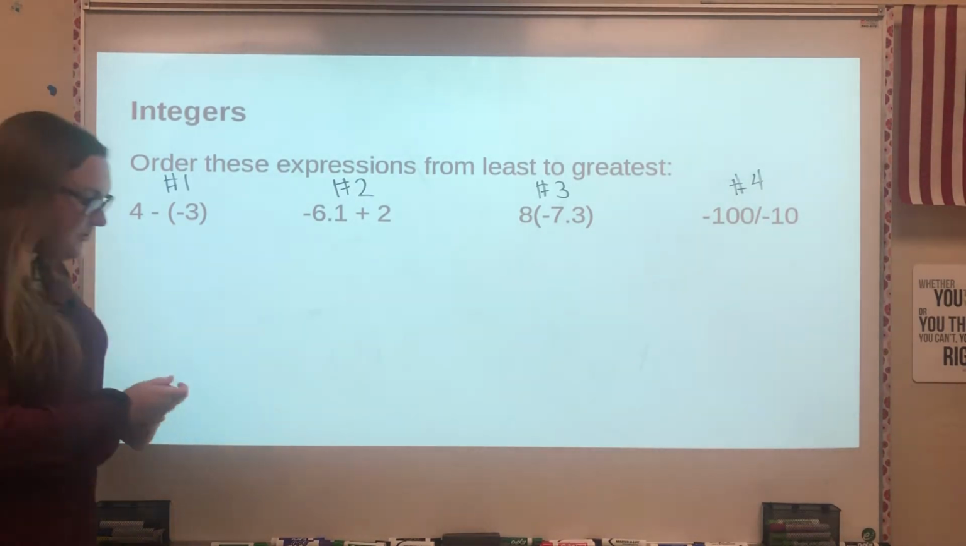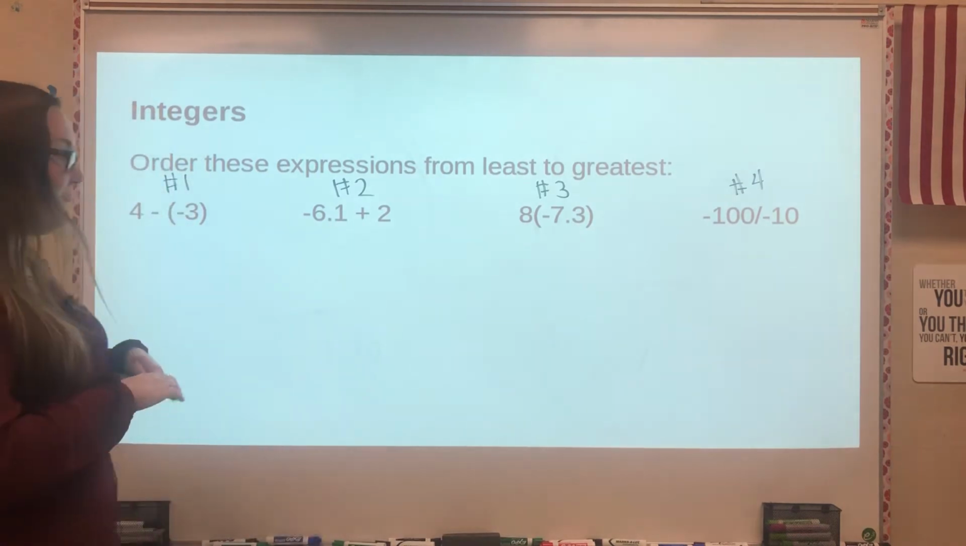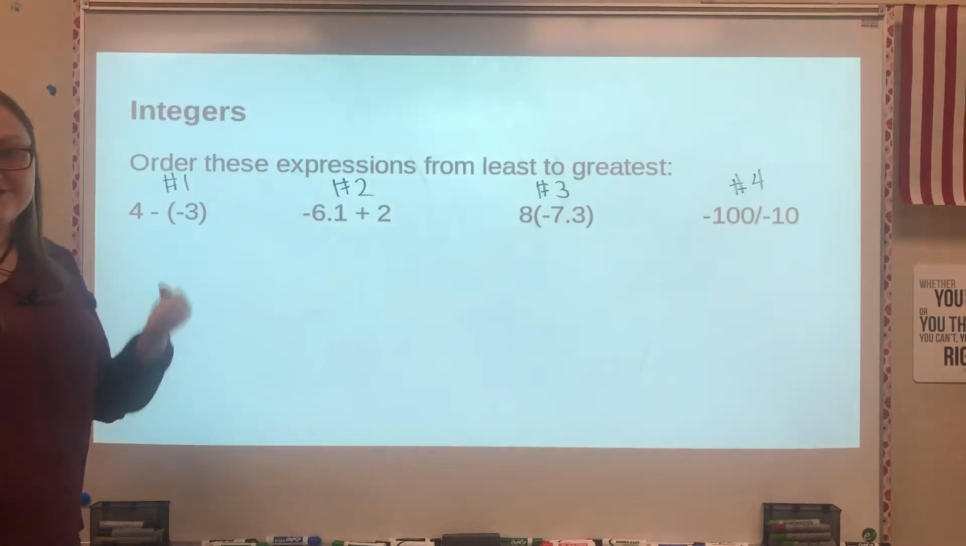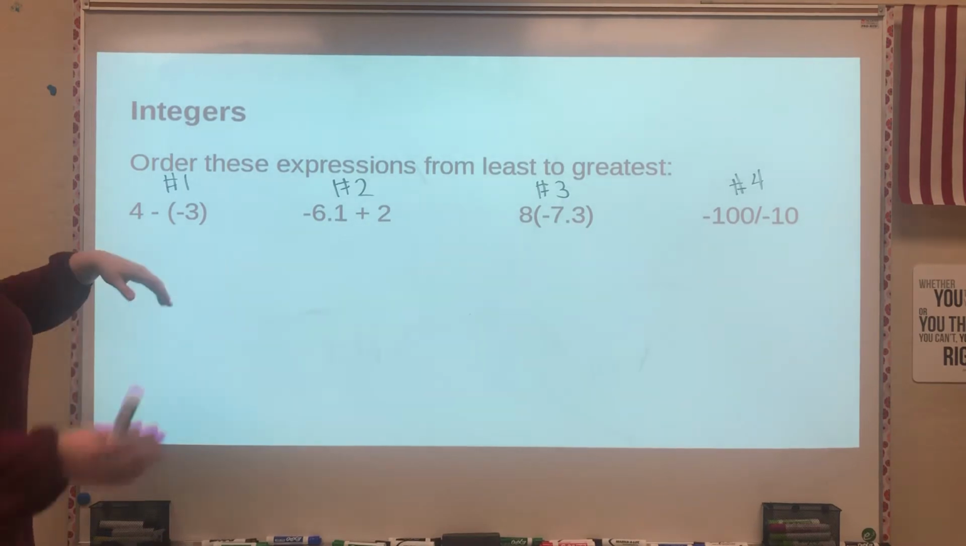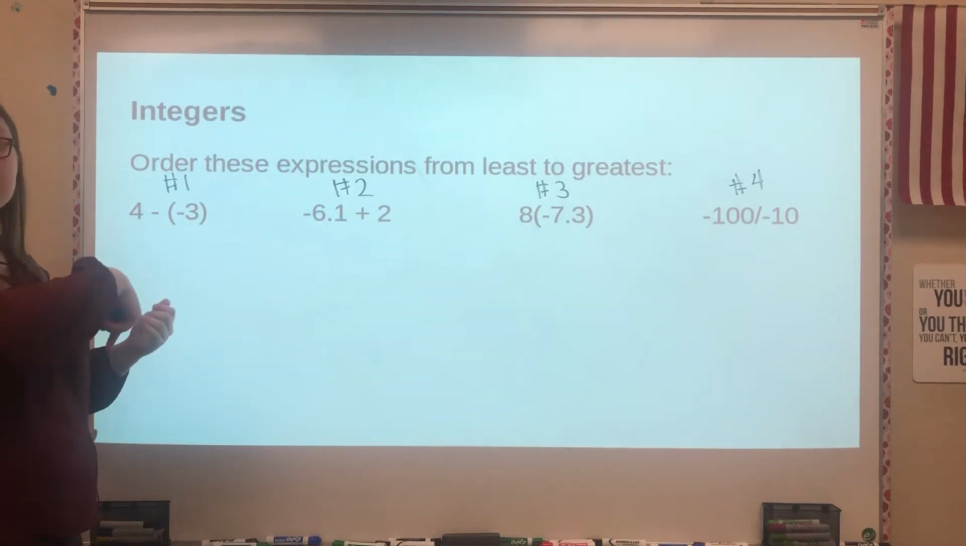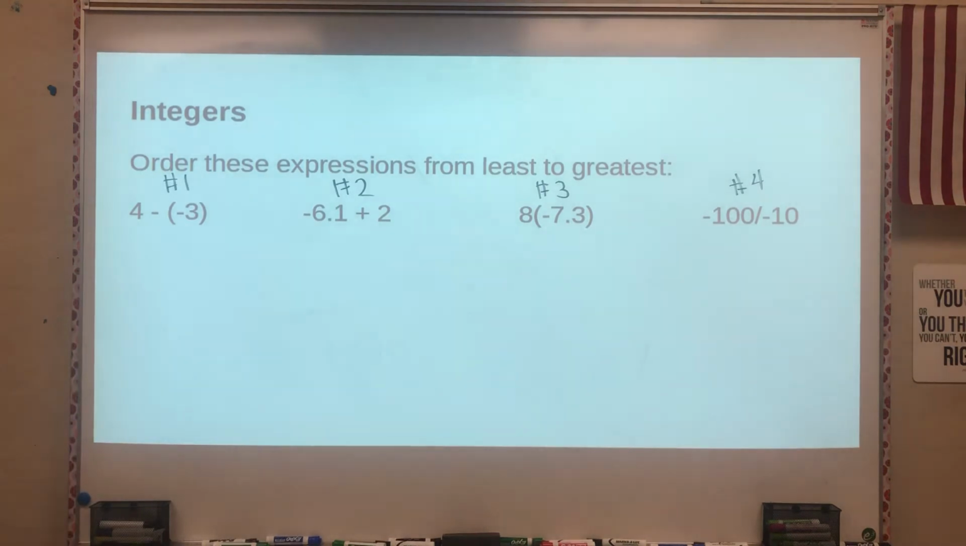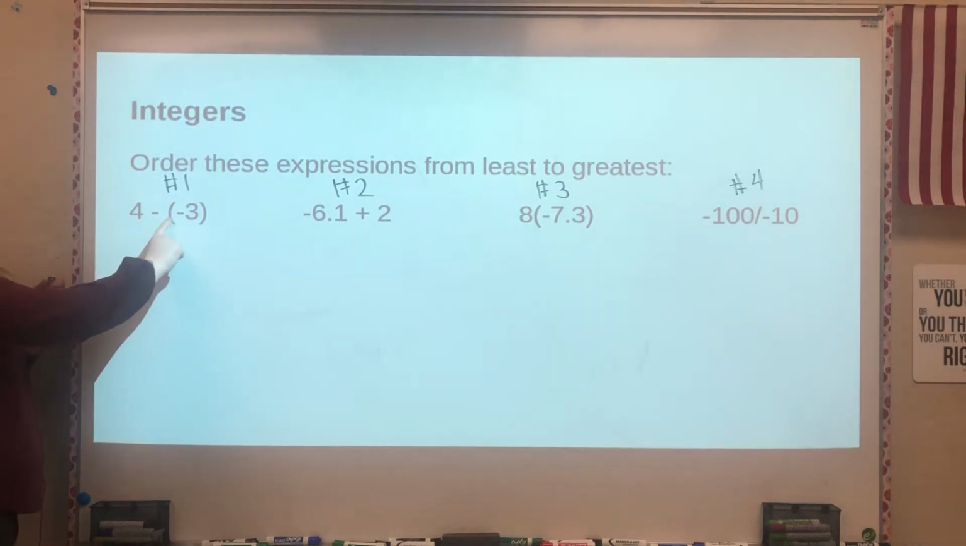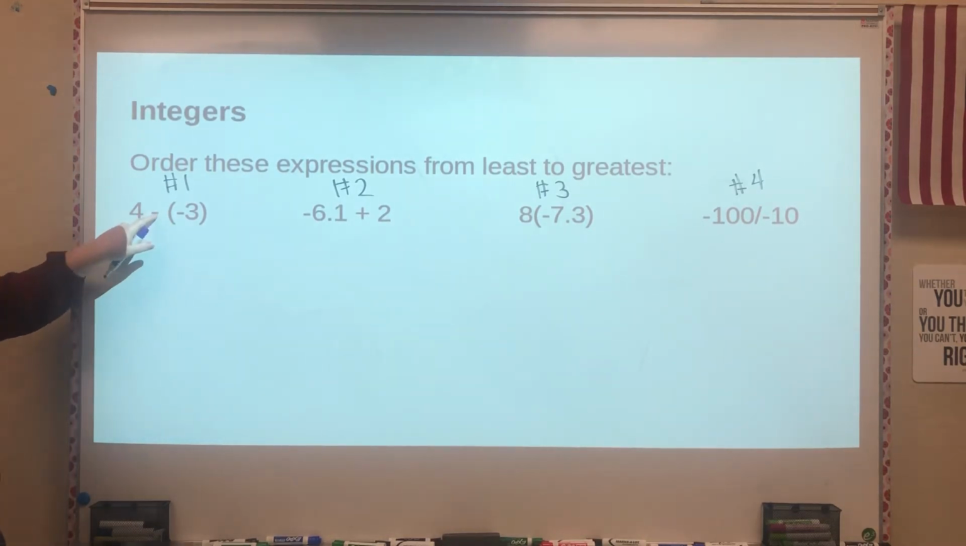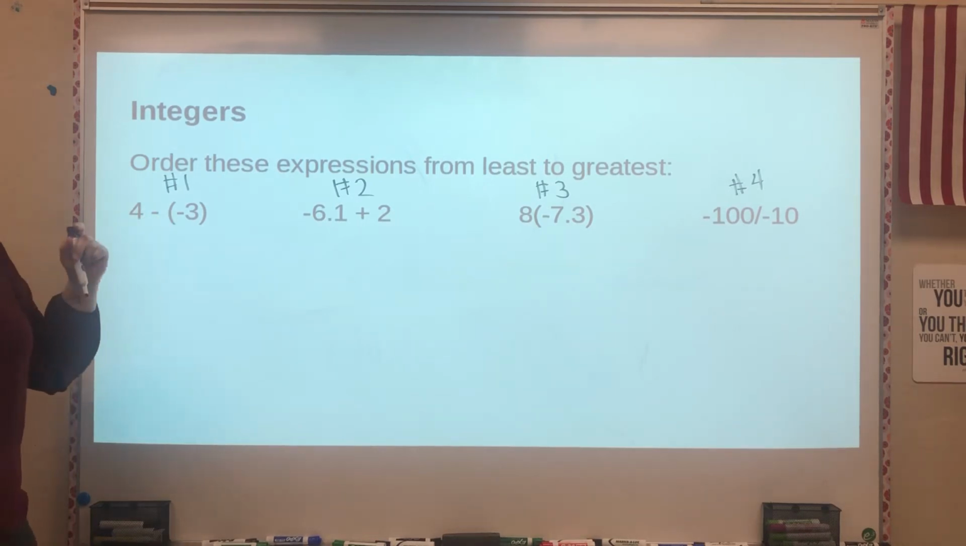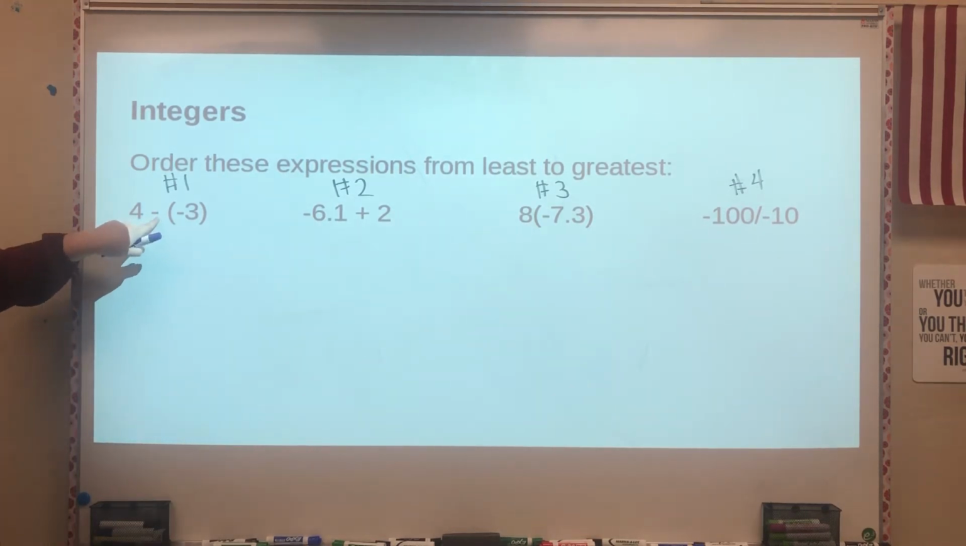All right. Well, in order to do this, hopefully you started off by figuring out what each of these equals. We need to know what the answer is. That way we can organize those answers from smallest to biggest. This first one here says 4 minus negative 3. One of the things we need to know if we want to be experts on integers is what you do right here. If you've got those 2 negative signs like that, one way you can think of it is a negative times a negative gives you a positive. Or you can think of it as subtracting a negative is the same thing as adding.